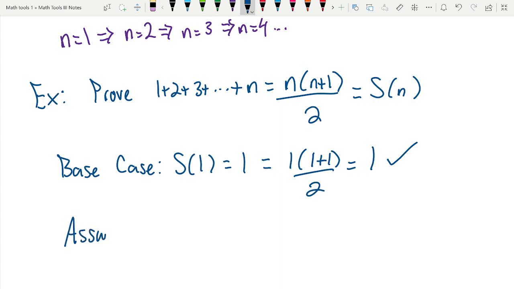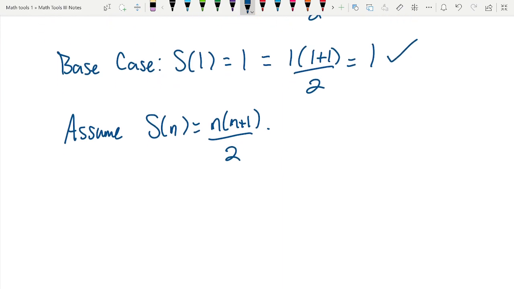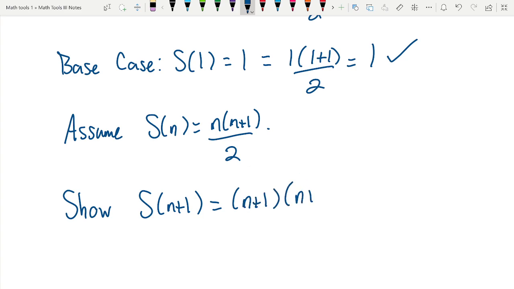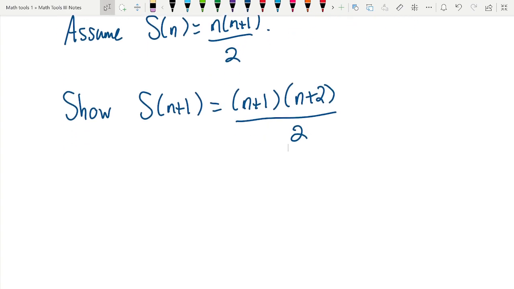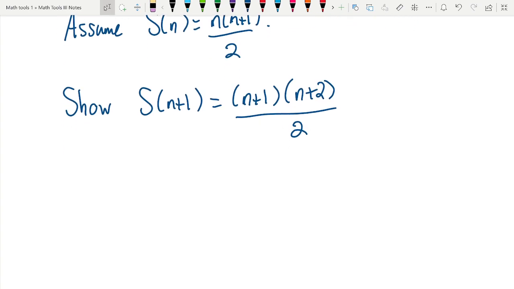Now we're going to assume that S sub n is equal to n times n plus 1 over 2. And now what do we need to show? Well, we need to show that S of n plus 1 is equal to this with n plus 1 plugged into it. So this is going to be n plus 1 times n plus 2 over 2. Now, it might be helpful to multiply this out and see what it is. We'll see if we need to do that.